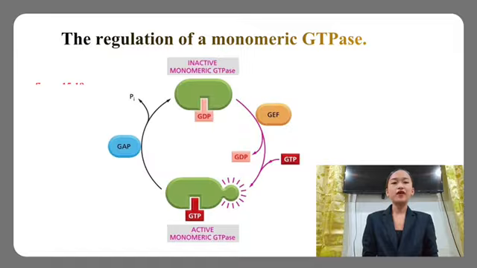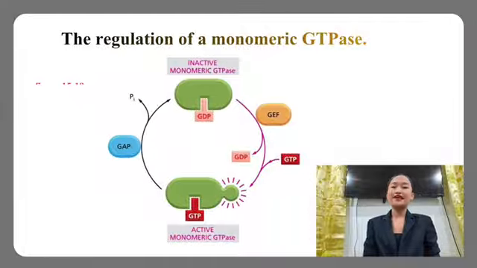The regulation of monomeric GTPase, or guanosine triphosphatase. The monomeric GTPase is inactive when it's bound to a molecule called GDP. To turn the switch on, we need a guanine nucleotide exchange factor, or GEF. The GEF activates the protein by stimulating it to release its bound GDP. Once the GDP is released, the protein is free to bind a new molecule of GTP. The concentration of GTP in the cell cytosol is about 10 times greater than the concentration of GDP. So, the protein rapidly binds to GTP, and then the protein becomes active.